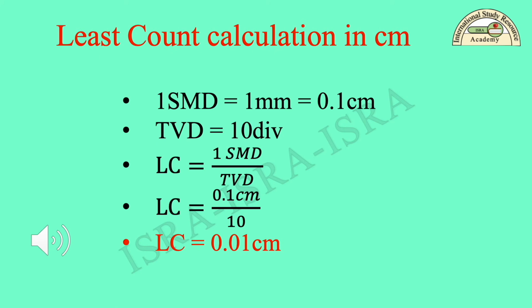Least count calculation in centimeter. 1 SMD is equal to 1 millimeter or 0.1 centimeter. TVD is equal to 10. Least count LC is equal to 1 SMD over TVD. Least count LC is equal to 0.1 centimeter over 10. Least count LC is equal to 0.01 centimeter. This LC is in 2 decimal place in centimeter scale.